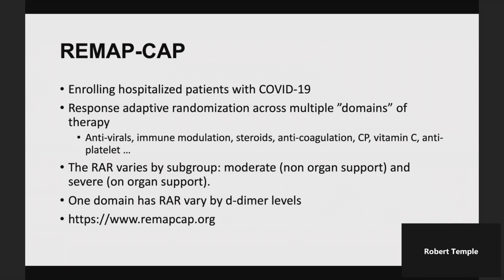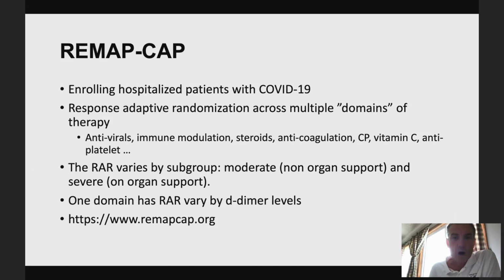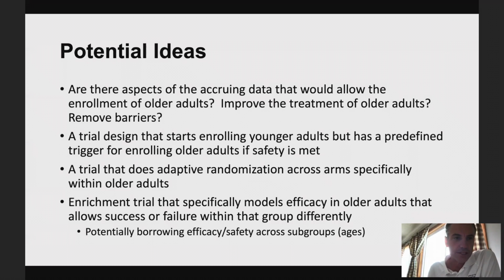Yep, D-dimer levels. Multiple therapies are given, but response adaptive randomization across the therapies is used and updated every 2 weeks during the course of the trial to change the randomizations to treat patients better and learn more effectively. So these are several adaptations that could be used.